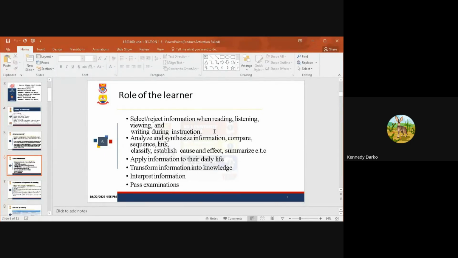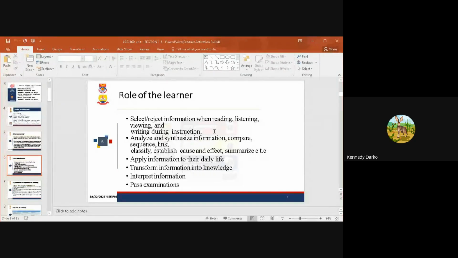Then the second point is that the learner analyzes and synthesizes information. The information has been given to you. You go to your coursework book, you analyze it, you synthesize it. The most important and valuable information is what you have to take. Then you compare, sequence and link. All these are the things that the learner has to go through in order to achieve valuable emotions and behaviors, or whatever you can call it. You also do classification.